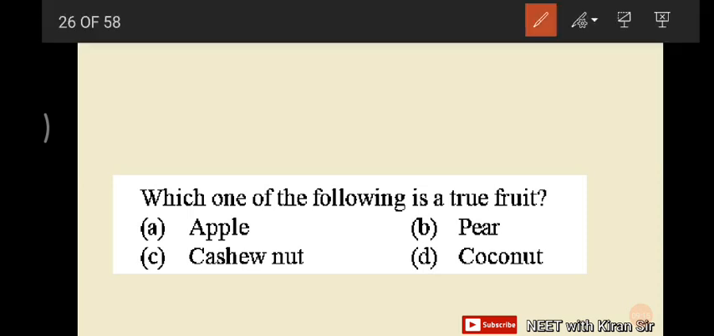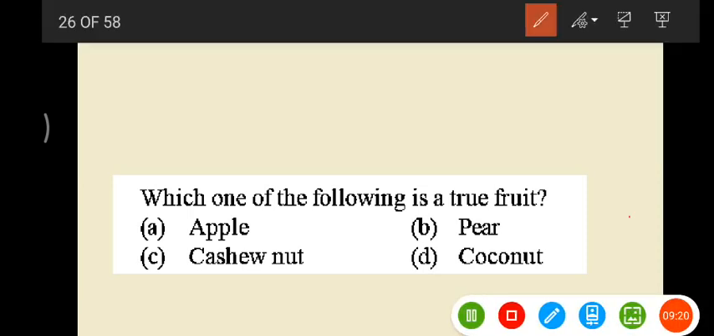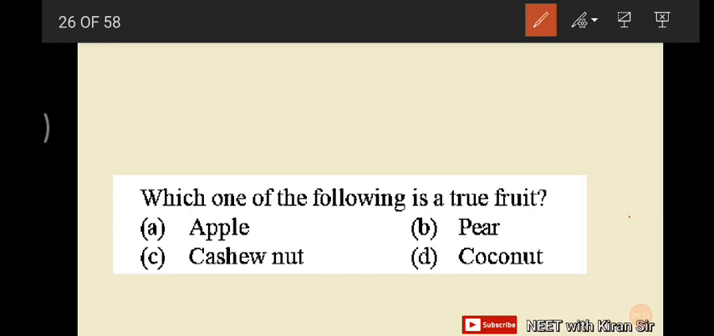Which of the following is a true fruit? Look at the options here: apple, pear, cashew nut and coconut. Pear is a false fruit. Cashew nut is also an example of a false fruit, where it develops from the thalamus. Apple is also an example of a false fruit.